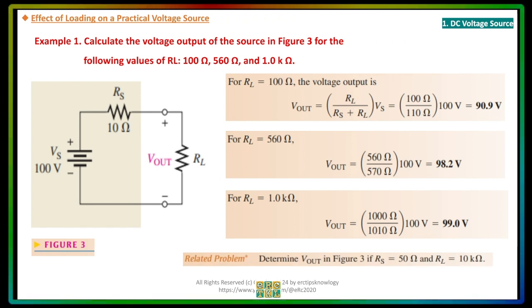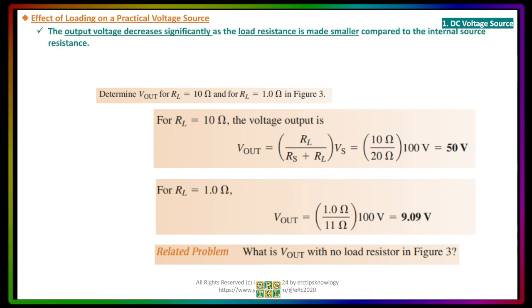Now, to move on, you try to determine the voltage output of the same circuit, but this time, change the Rs to 50 ohms and use 10 kilo ohms for our RL, and find out what will happen. To conclude, the output voltage will decrease significantly, or there will be a great lowering of the output voltage, if the load resistance RL is made smaller compared with the internal source resistance Rs.